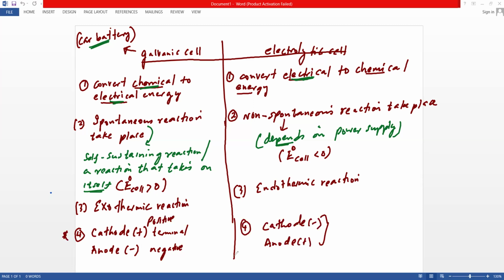The last one is that the electrolytic cell involves electrolysis. The process of electrolysis takes place under the electrolytic cell. Very important.